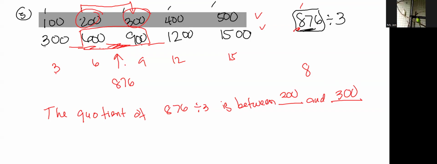Okay, and then the last question is explain how to use multiplication to check your answer in number 4. What was our answer? Was it 292? Let me just double check. 292. Okay. All right, we're doing number 6 now. So 876 divided by 3, our answer was 292.